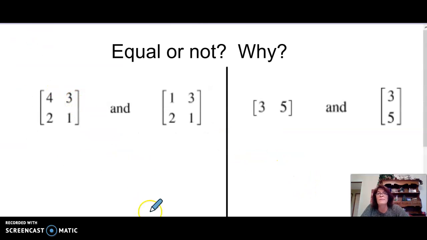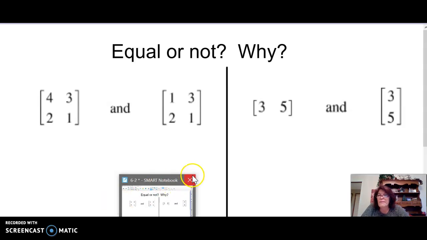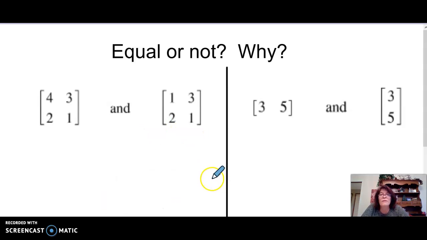Let me show you with this example. Take a second and think about whether or not you think these are equal. Are these equal or not, and why? Before we move on, maybe pause me.